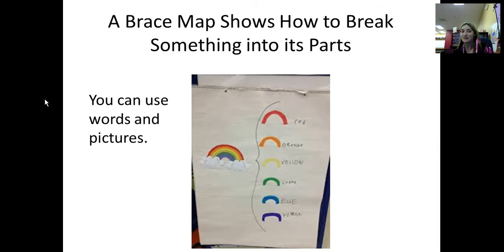A brace map shows how to break something up from its whole into parts. So you can see here at the example I have, you can use words and pictures. So we've got a picture of a rainbow. Now, in our rainbow, there's a certain sequence of colors, and you can see here I have put the colors that you find in the rainbow.